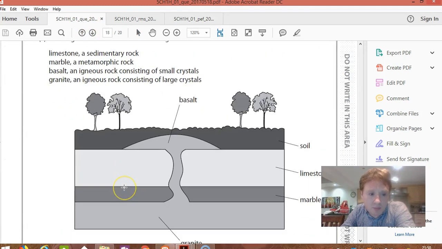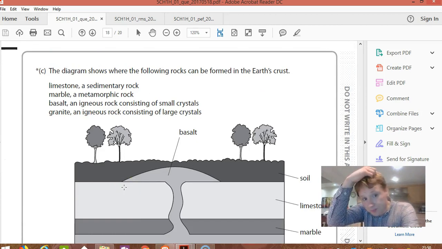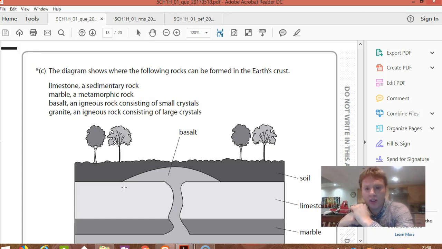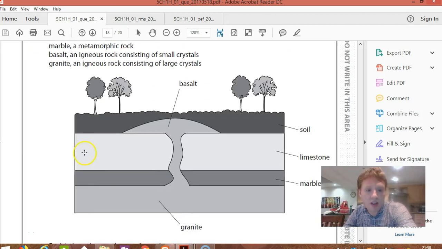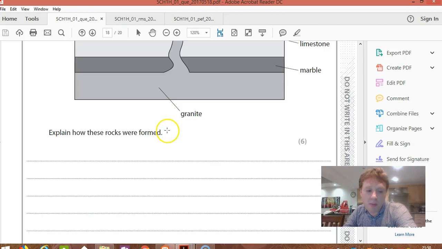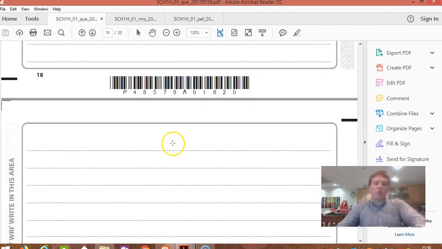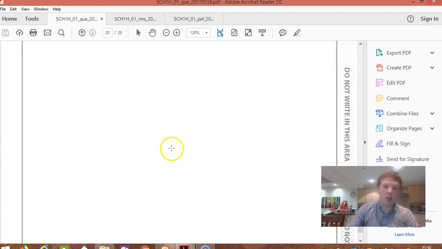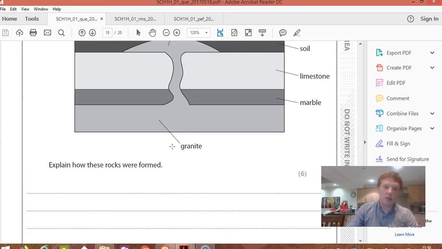Okay, question 6c. The diagram shows where the following rocks can be formed from the Earth's crust: limestone, a sedimentary rock; marble, a metamorphic rock; basalt, an igneous rock consisting of small crystals; and granite, an igneous rock consisting of large crystals. There's granite at the bottom, then a layer of marble, then a layer of limestone, then soil, and basalt at the top because it comes up through a hole in the middle. Explain how these rocks were formed. 6 marks. Last question. It's another 6 marker.